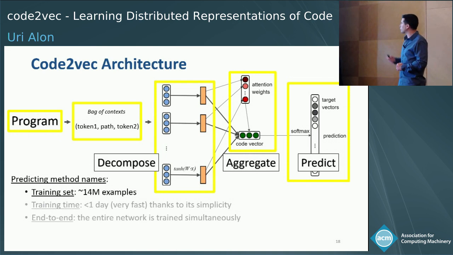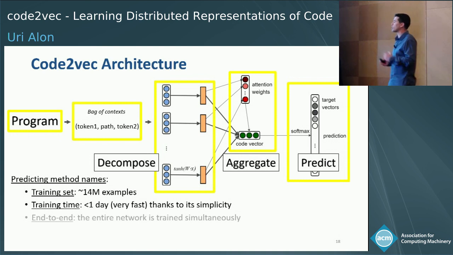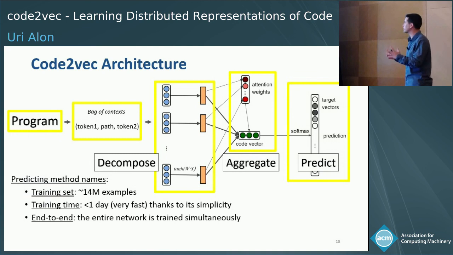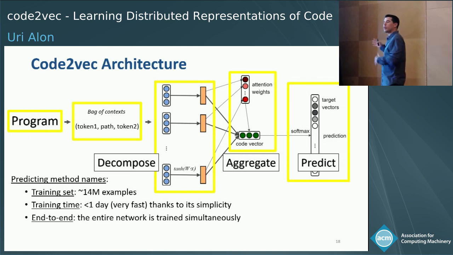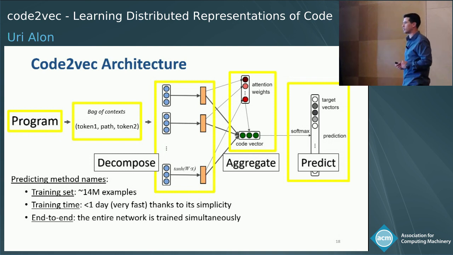So when training the network to predict method names, we trained it on 14 million examples. Training time is less than 1 day, which is considered very fast in neural networks. And this is thanks to the simplicity of the network, which allows it to scale to such huge data sets. And I just want to emphasize that the entire network is trained end-to-end. All the learned parameters here, which are the path vectors, the token vectors, the fully connected layer, the attention vector, and the target method name vectors, are all trained and updated simultaneously during the training phase.